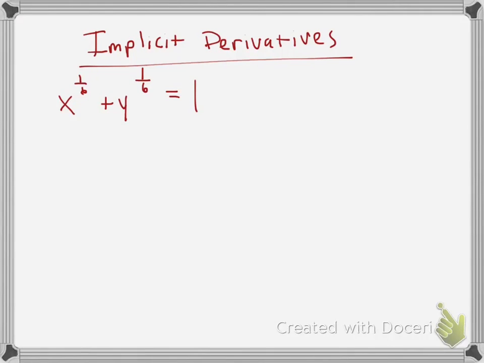All right, this is going to be more implicit, but with this one, now we have fractional exponents. We're going to use our power rule. When I get to taking the derivative of y to the 1/6, that's power rule plus your chain rule. Remember, you got to have that y prime with it.